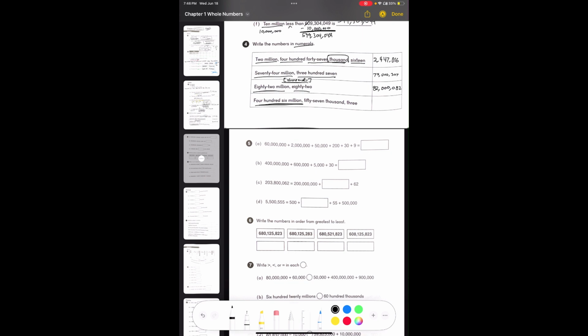406 million. So we're going to have 406, comma, 57,000. So once again, 0, because it's 57, and there's no 100 in front here. 3. So 0, 0, 3.